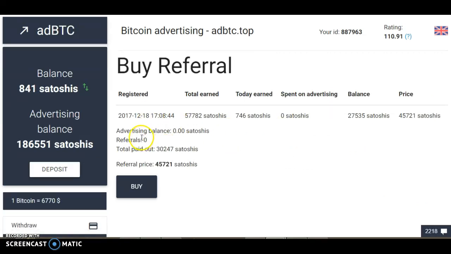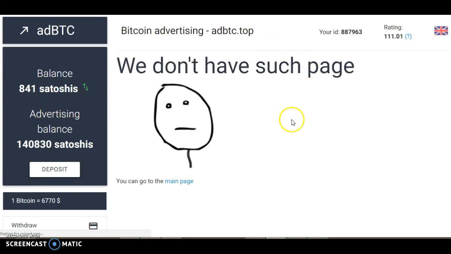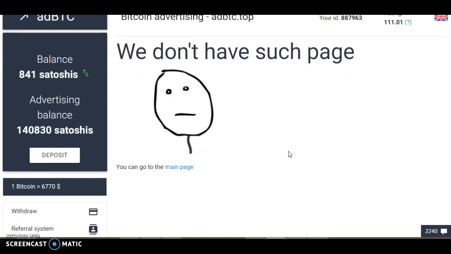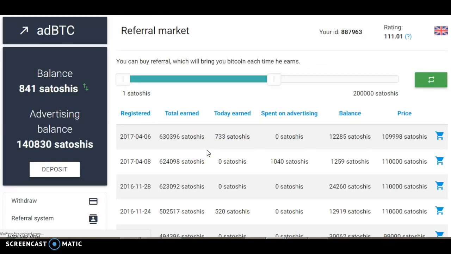So you can see here, buy referral, this is going to be the price, and they're going to take it out of this amount here. So I'll go ahead and click on buy. And you'll notice that this amount does go down, so I'll go ahead and refresh that. Okay, that's fine. And then I'm going to come back to the referral market.